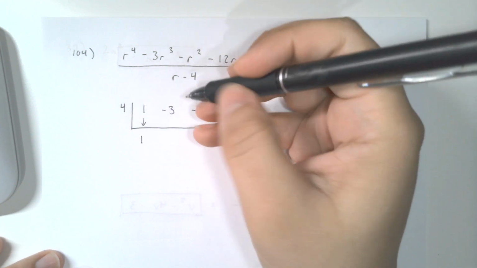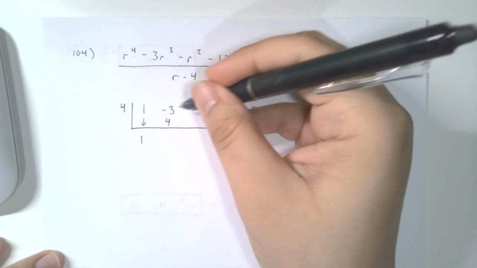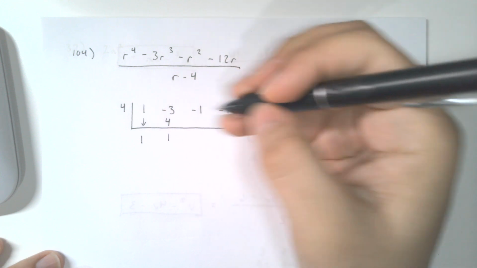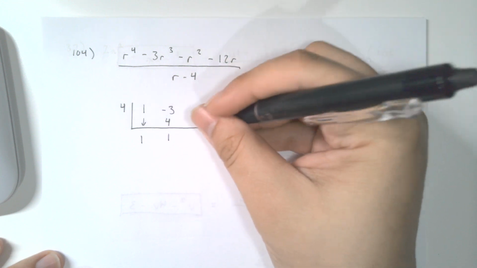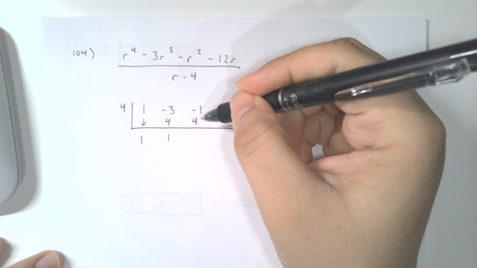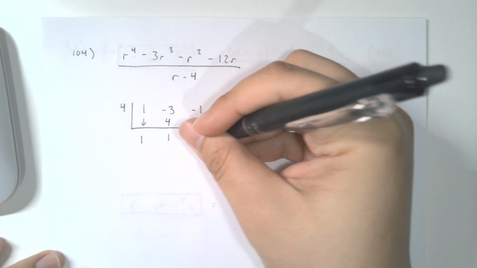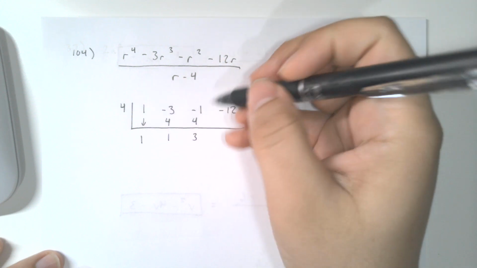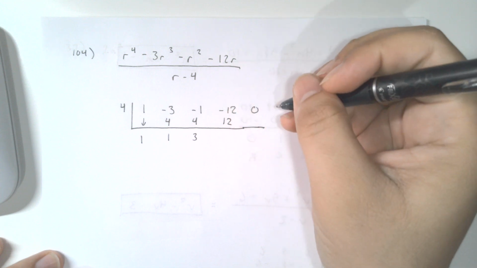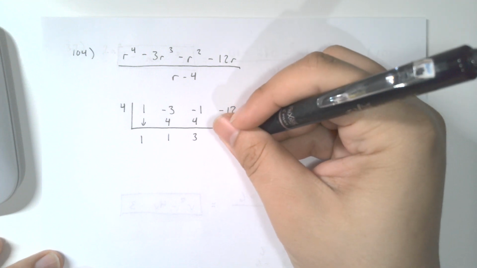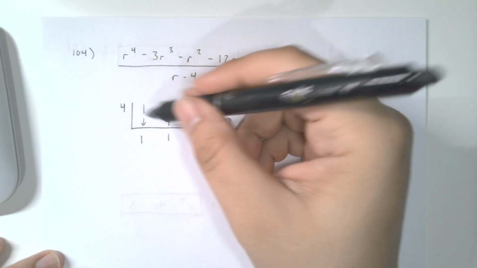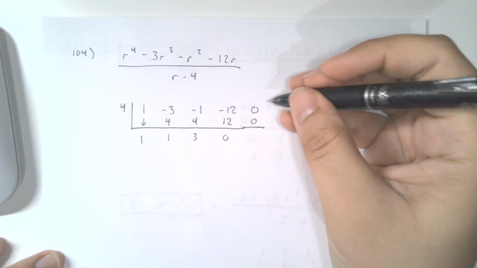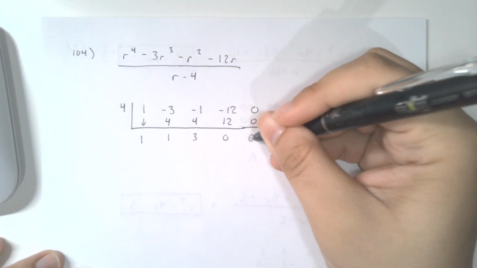And now 4 times 1 is 4. Negative 3 plus 4 is 1. 4 times 1 is 4. Negative 1 plus 4 is 3. 4 times 3 is 12. And negative 12 plus 12 is 0. 4 times 0 is 0. 0 plus 0 is 0.